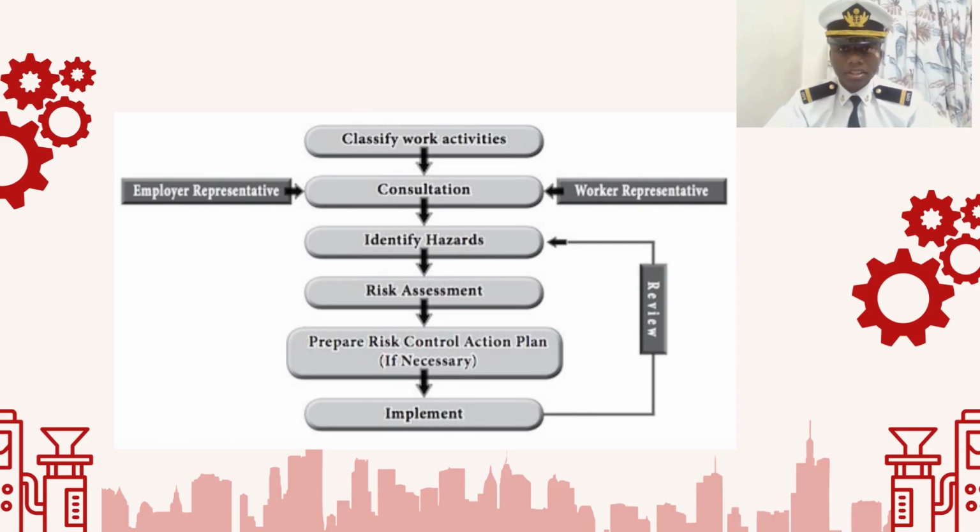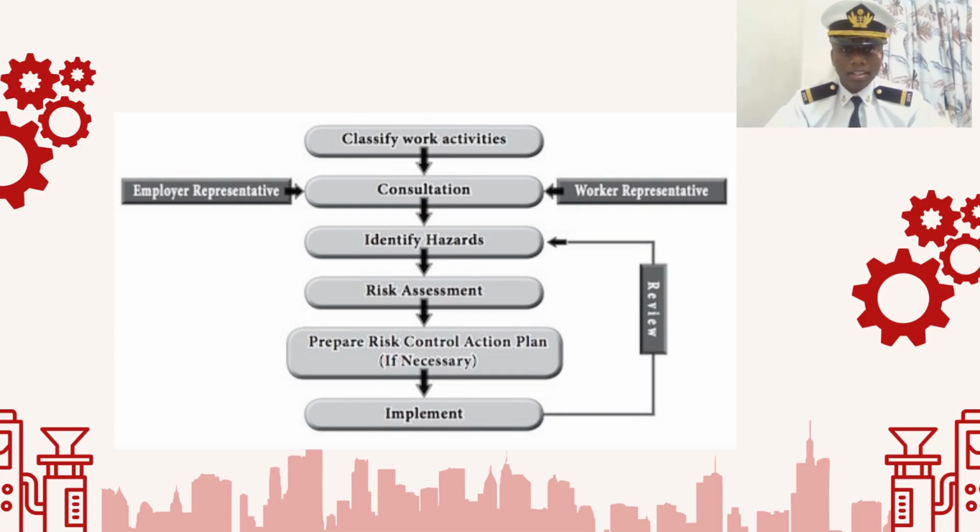Second, consultation. This is critical. The engineer must talk to both the employer representative and the worker representative. Why? Because the workers who do the job every day often know the real hazards better than anyone. Third, we identify the hazards. Based on the consultation, we find everything that could possibly cause harm, like a missing machine guard, a chemical spill, or a frayed electrical wire. Fourth, risk assessment.